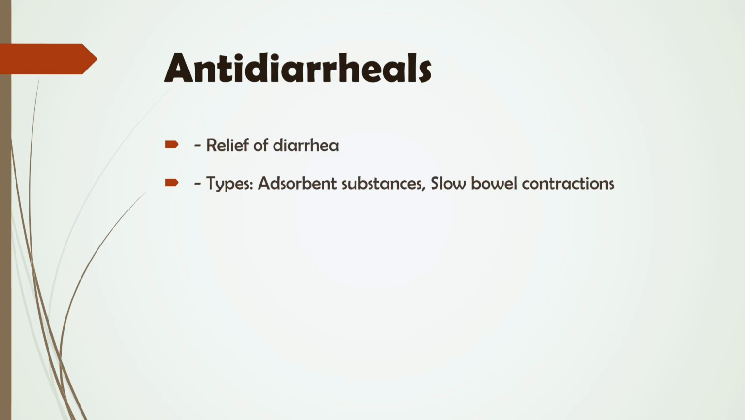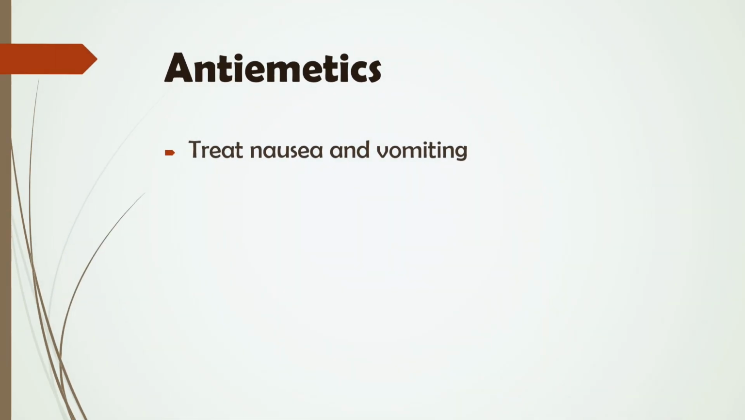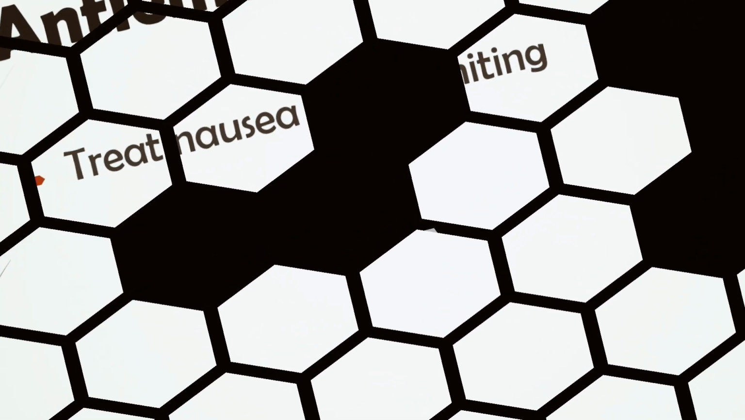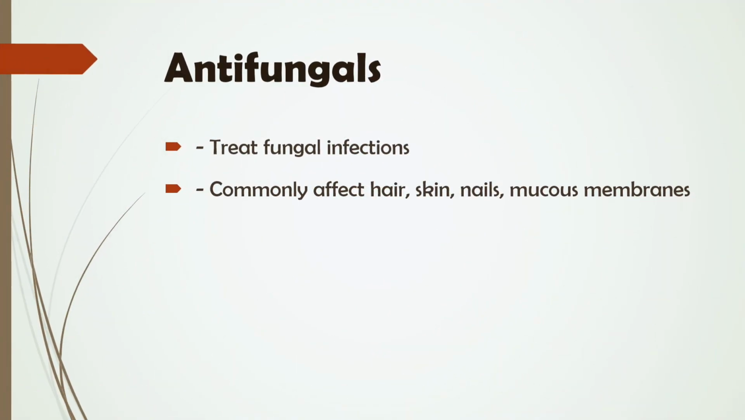Next we have antidiarrheals. These antidiarrheals provide relief from diarrhea and these have some types, that is absorbent substances and slow bowel contractions. Next drug category we have antiemetics. Antiemetics are used to treat nausea and vomiting. Next drug category we have antifungals. Antifungals are used to treat fungal infections and these commonly affect hair, skin, nails, mucous membranes.